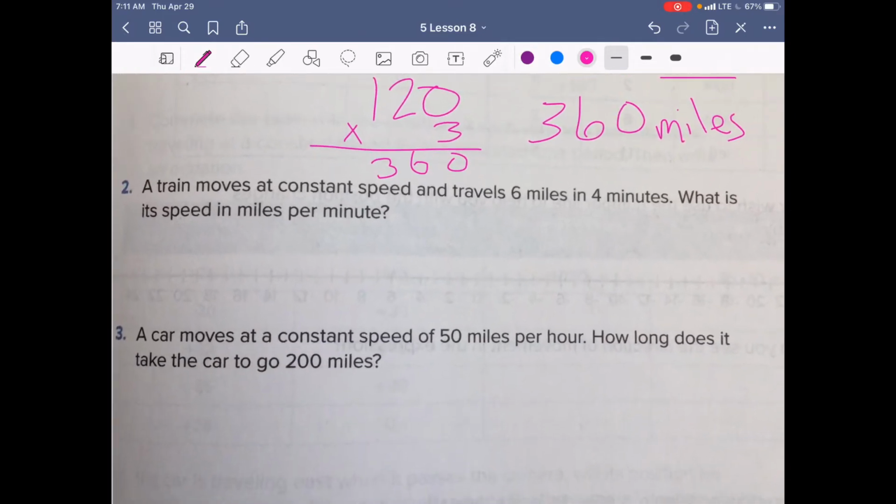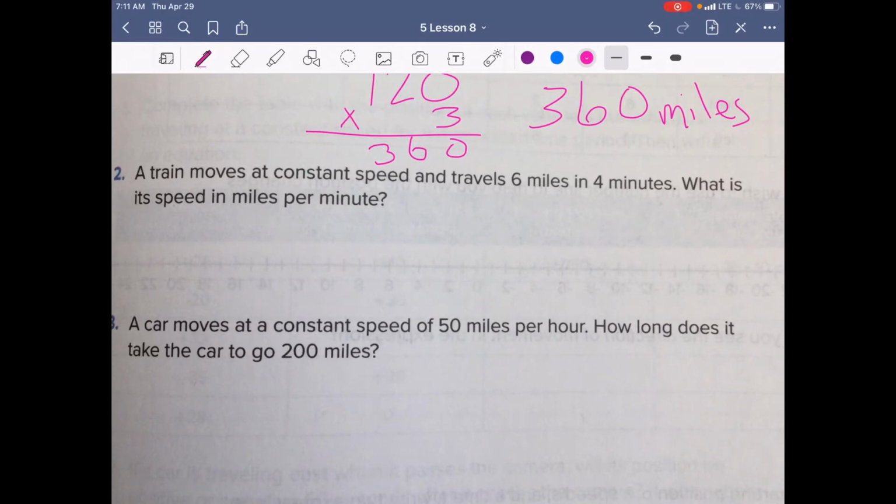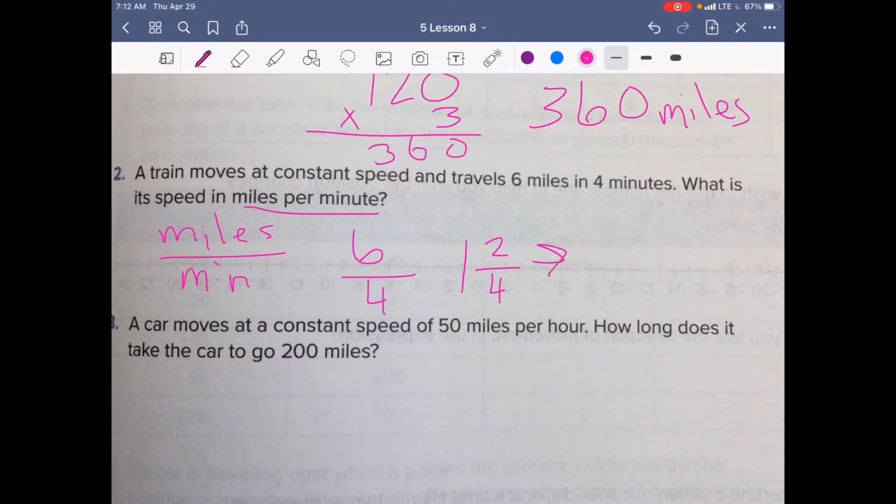Let's take a look at the second one. A train moves at a constant speed and travels 6 miles in 4 minutes. What is its speed in miles per minute? It's telling us it needs to be miles per minute, which means we would put miles over minute. So we would have 6 over 4, or 6 goes into 4 one whole time with 2 left over, so we would have 2/4, or 1.5. So its speed is 1.5 miles per minute.